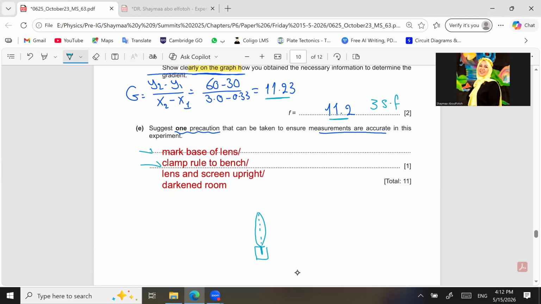Clamp the ruler to the bench. I have to clamp the ruler to the bench. What does it mean? Fix it or tape it, just to make it more tight. Lens and the screen upright. I have to check they are upright and vertical. Darkened room and brighter object. We can write brighter object and darkened room.